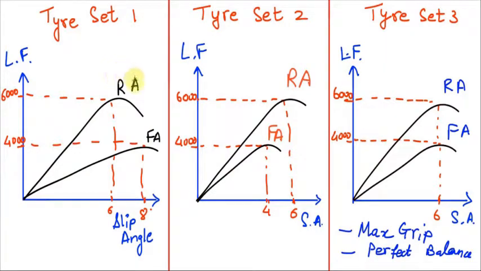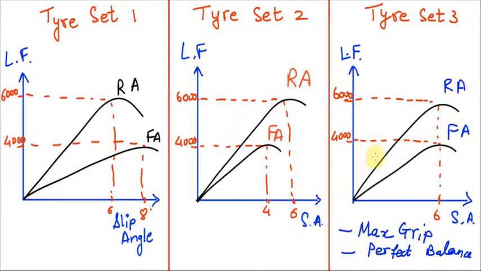So moving on to the graph. In tire set number 1, though we had maximum grip, we did not have perfect balance because the slip angle was not the same. The same thing is with tire set number 2, though maximum grip, no perfect balance because no similar slip angle. In tire set number 3, we have the maximum grip and also the perfect balance because the slip angle is the same. Why? Well, we just discussed that if the slip angle is the same, the vehicle will maintain its stability and there will be no imbalance created.